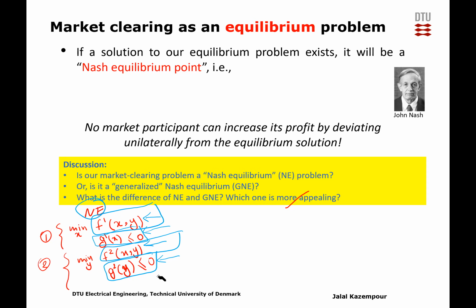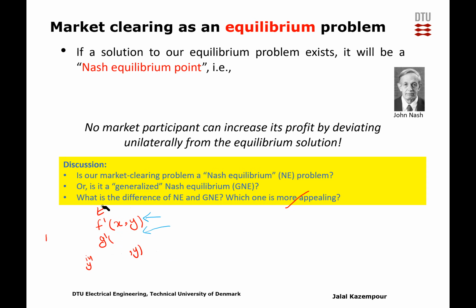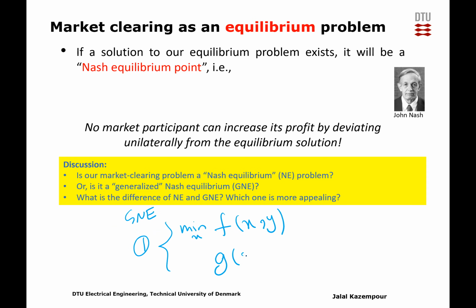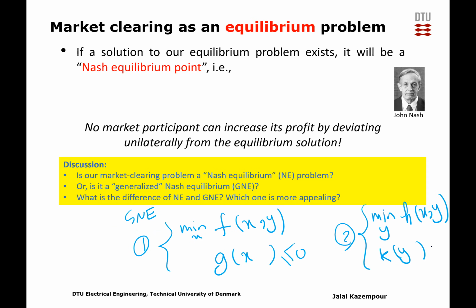Okay. What about GNE? Can you imagine what GNE will be? So if we write GNE, player 1 is minimizing over x, f of x and y, with g of x lower than or equal to 0. For the second one, minimize only over y, instead of f, I say h, of x and y. And the constraint is k of y is lower than or equal to 0. For now, it's NE. It's a Nash equilibrium.